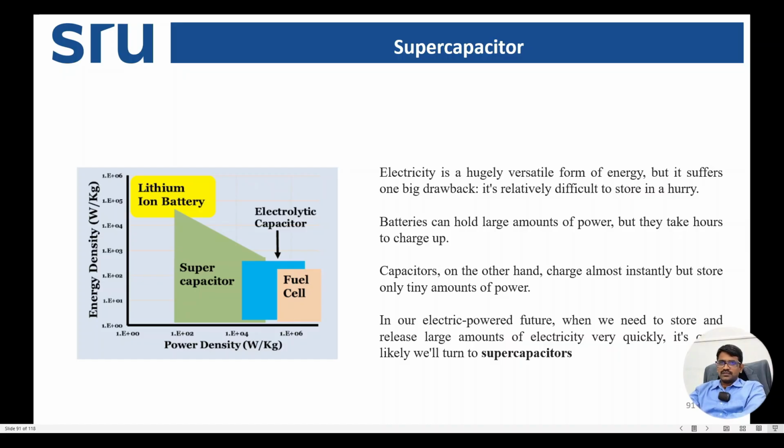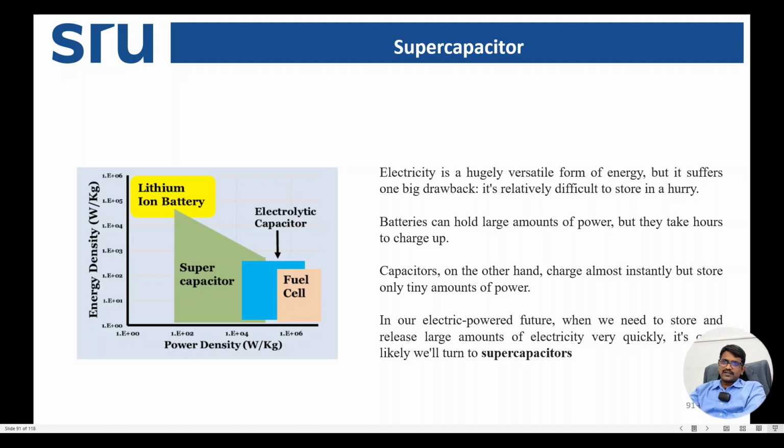So yeah, in our electric powered future, when we need to store and release large amounts of electricity very quickly, it's quite likely we will turn to supercapacitors. So, supercapacitors are in between capacitors and batteries.